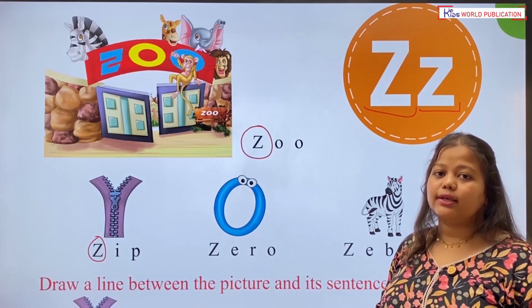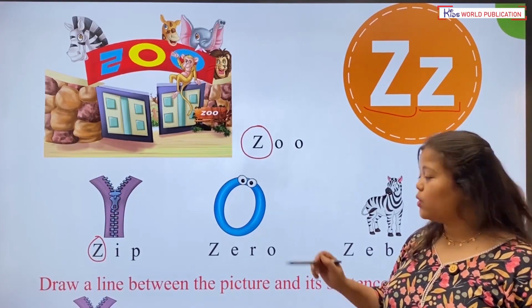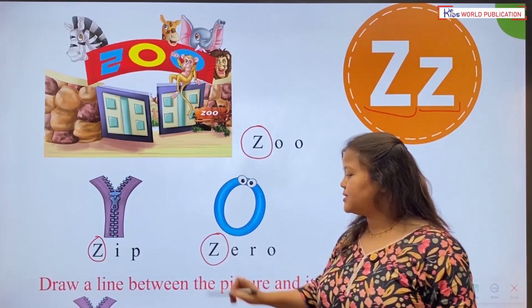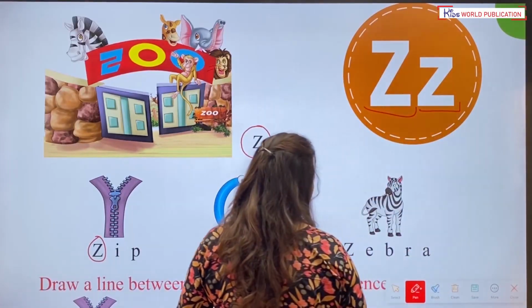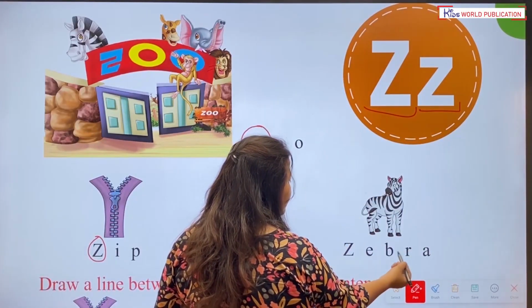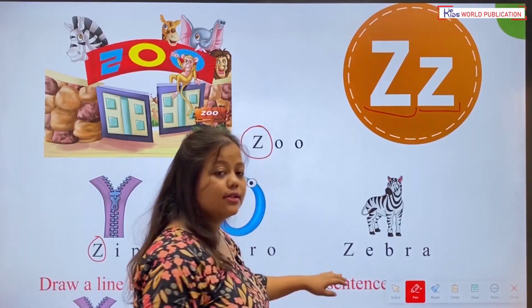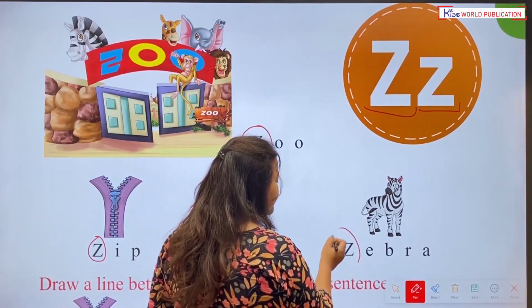Zero, Z-E-R-O, zero. So we'll circle letter Z. Zebra, Z-E-B-R-A, zebra. So we'll circle letter Z here.